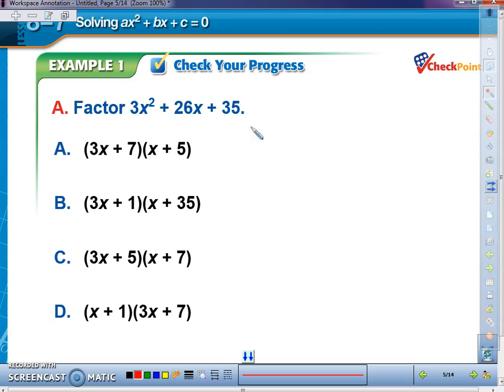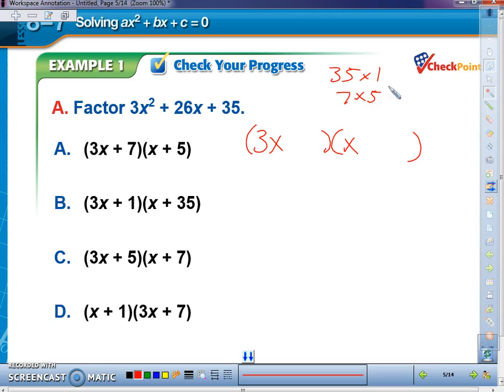Is there anything that we can factor out first off? No. 3 is the low number. Nothing is divisible by 3. So we're going to go 3x and an x. Now, to get 35, 35 times 1, 7 times 5. Those are our two ways of doing that. We want it to equal 26.